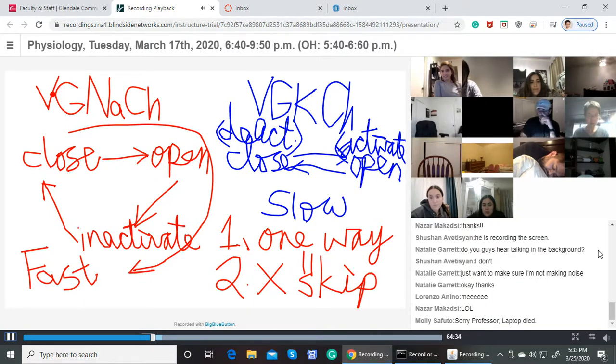Let's take the smart sodium channel. If we stimulate the smart sodium channel here, of course it will open. When the channel is closed and then you stimulate it, of course it will open. Then it will automatically go through this cycle.